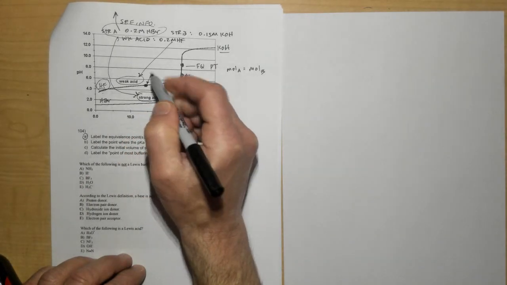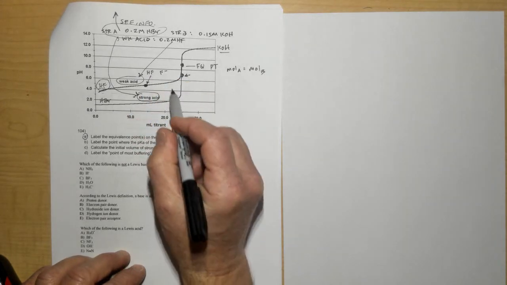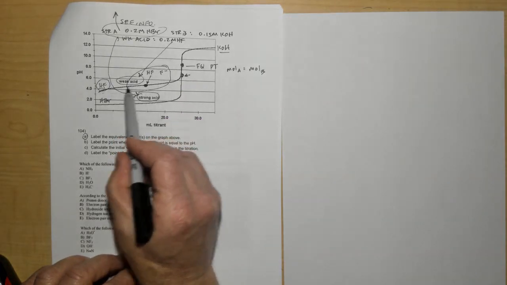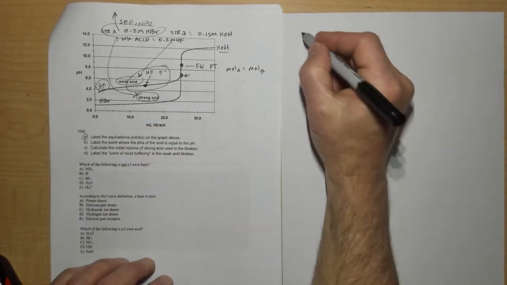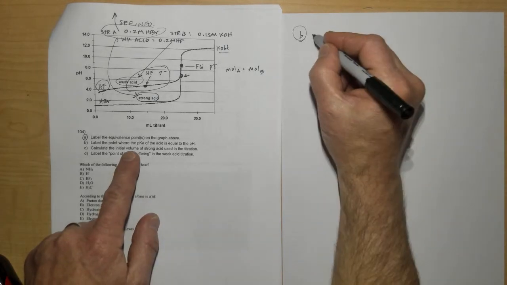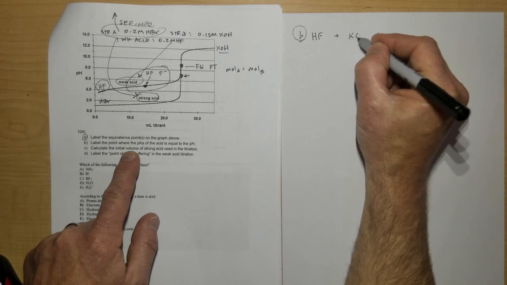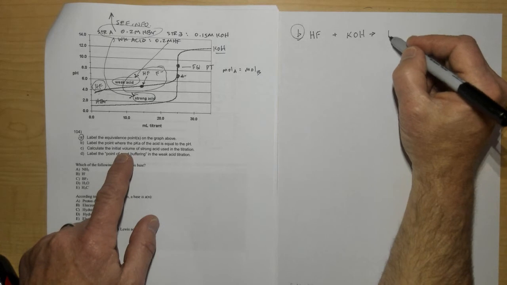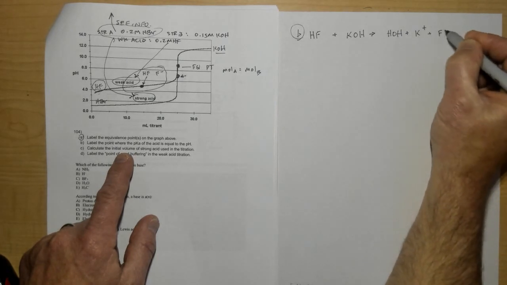And at this point, you have some HF present, and you have some F minus present. And so this is a buffer solution right here. You can see the pH isn't changing very much. And the middle part is where the pH is equal to the pKa. And so for letter B, there's a lot of chemistry going on right there because you've had this reaction going on. HF is reacting with the KOH, and you're going to make some water, and you're going to make some K plus, and you're going to make some F minus.